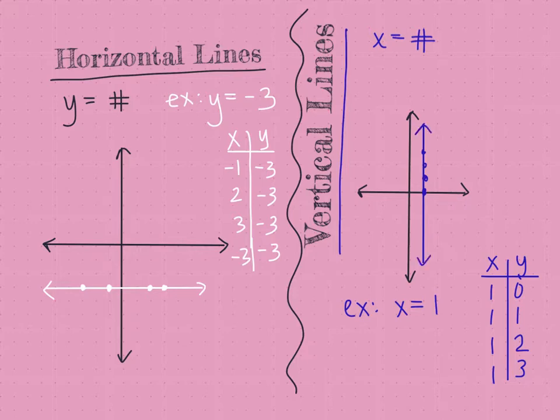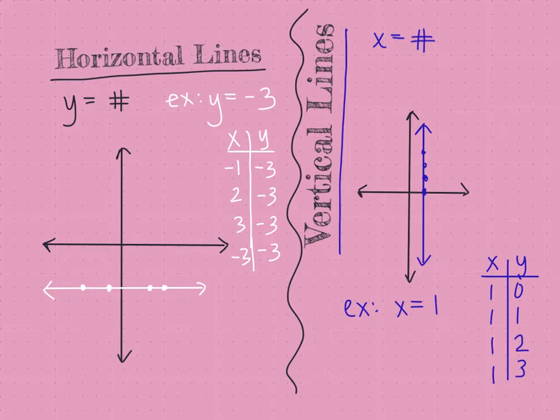So every single coordinate point on this line has an x value of 1, and y can be whatever. Y could be 0.7, 0.2, negative trillion, it doesn't matter. This is the line x equals 1. Let's talk about slopes of each one of these lines real quick.